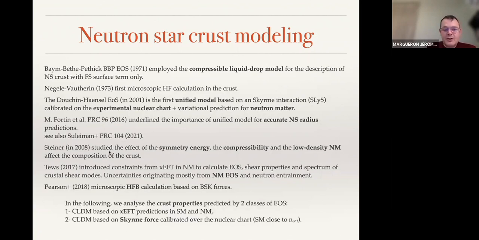So in this presentation, I will show some analysis of the crust properties where we have confronted two classes of equations of state. They are all derived in the compressible liquid drop model, and one of these equations of state is based on the chiral EFT predictions in symmetric matter and neutron matter, and the other is based on Skyrme forces, which have the advantage that they are calibrated over the nuclear charge, so they can give information coming from experimental knowledge.